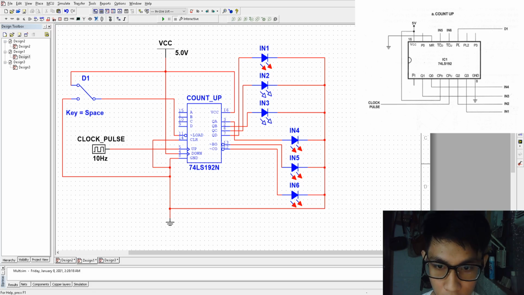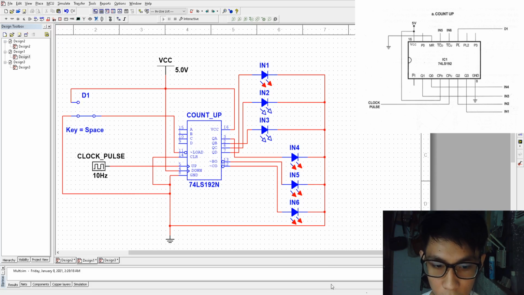For the count-up figure, the pin 5, which is the up counter, is directly connected to the clock pulse and the down is connected to the VCC. So let's try to simulate. First, let's switch it to logic level low. Then let's start. As you can see here, in 5 and in 6 are at logic level 1 when the switch is at logic level 0.